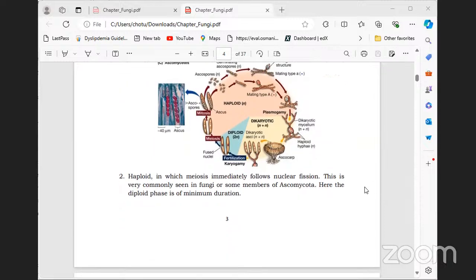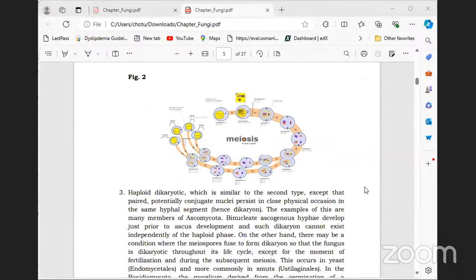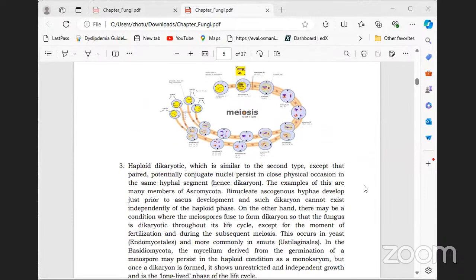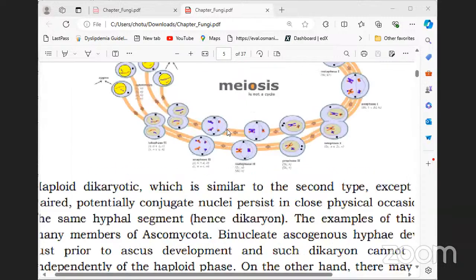This is the second thing. The third one you can observe in the third picture here: haploid dikaryotic, which is similar to the second type. Except that paired, potentially conjugate nuclei persist in close physical association in the same hyphal segment. Hence, this is called the dikaryon.